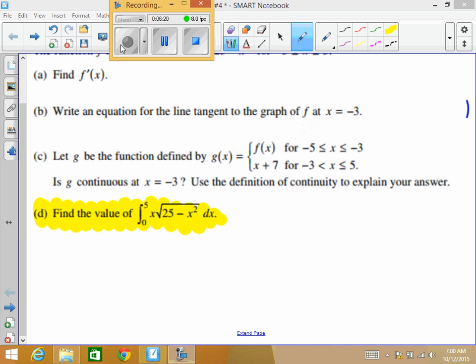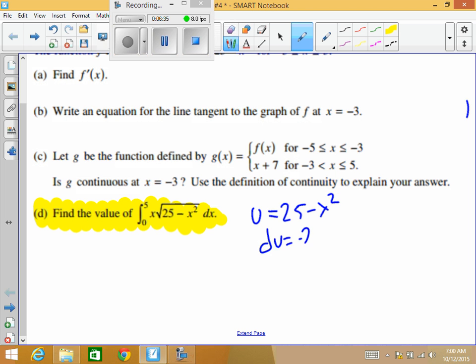Part D is asking us to evaluate an integral that looks kind of like the original function that we saw, but not quite. But that's good because u substitution looks like it's going to work. We can say something like u equals 25 minus x squared. Du equals negative 2x dx. Move the constant. And x dx is exactly what we wanted to see.